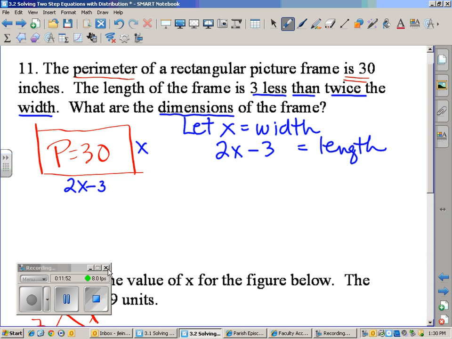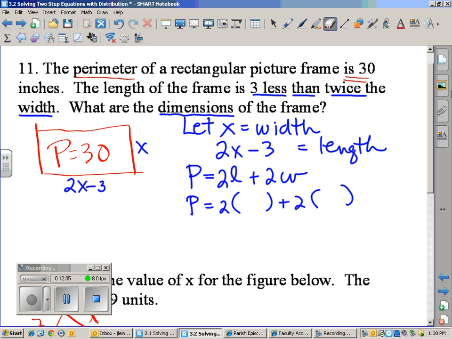And we're ready to set up our formula. Perimeter of a rectangle, 2L plus 2W. Let's make our shell. Actually, we're going to erase this because he's part of our shell. We know what the perimeter is. He's 30. So now I'm going to fill in what I know. This guy's 30. The length is 2x minus 3. It's very important that you put those in parentheses because then you'll know to do the distribution. Plus 2 times x. So let's solve the problem.